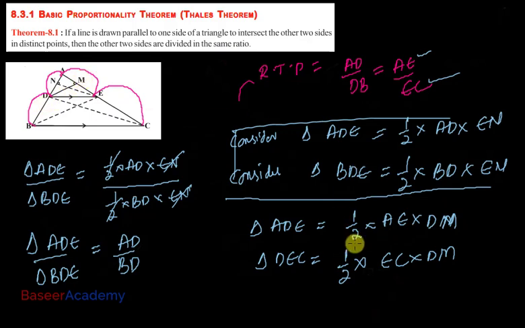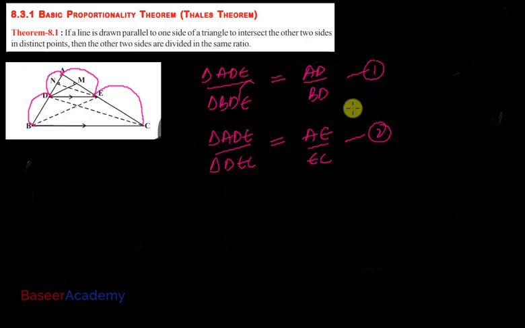Okay. Now again, I'll consider area of triangle ADE by area of triangle DEC. What do I get if I divide ADE by DEC? Half gets cancelled, DM gets cancelled. I will obviously end up getting AE by EC. So we have already proved these two things, the first one and the second one. For lack of space, I just erased everything and wrote this down here.